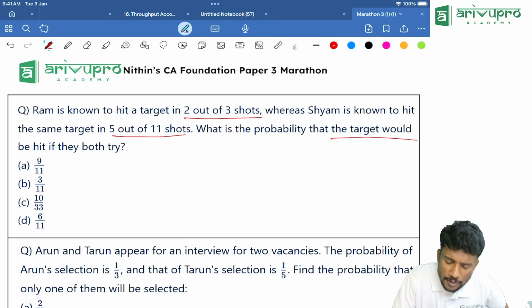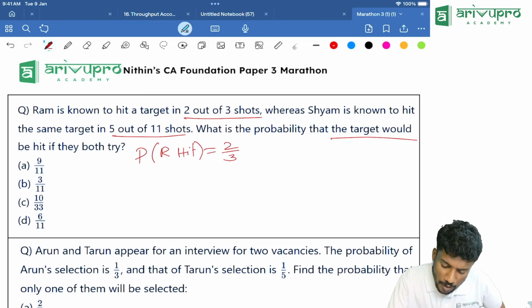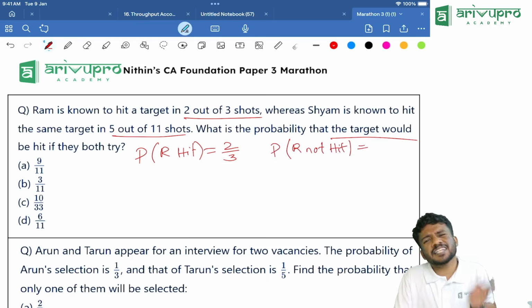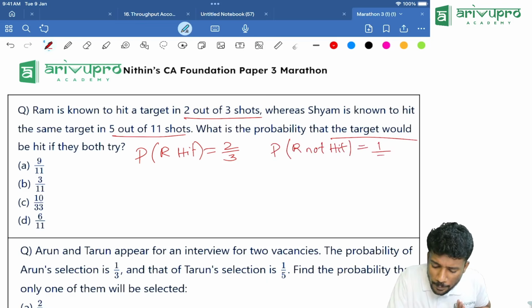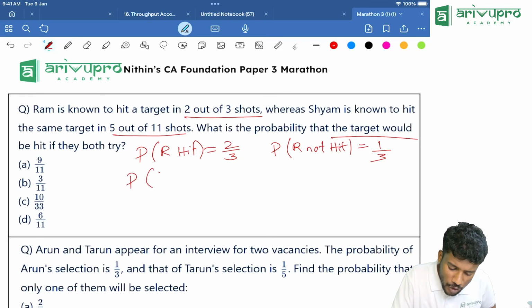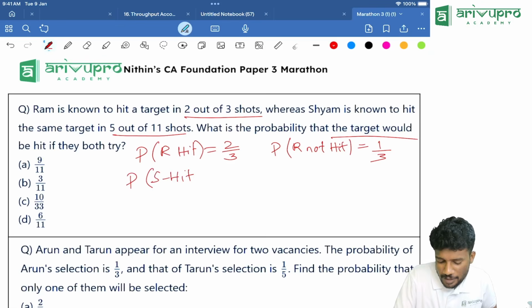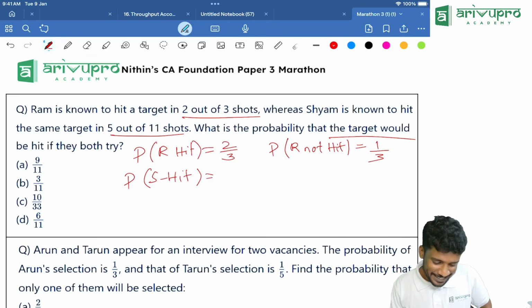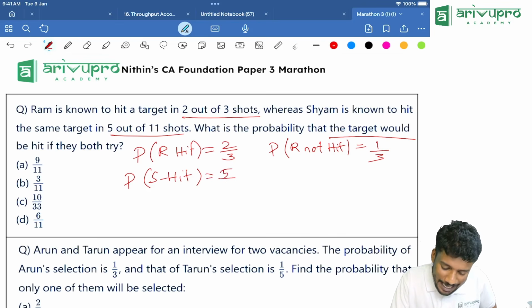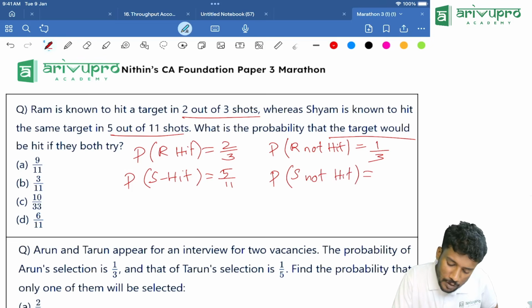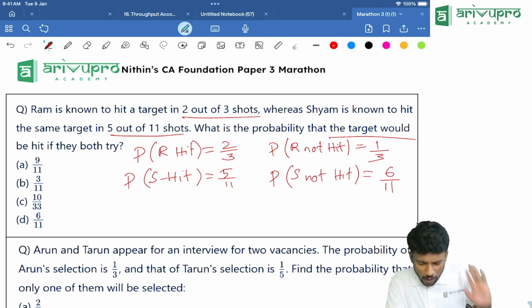Ram is known to hit a target 2 out of 3 times. That means P of Ram hit is equal to 2 by 3. Then P of Ram not hit is 1 minus 2 by 3, which is 1 by 3. Now, P of Sham hitting is 5 by 11. Then P of Sham not hitting is 6 by 11. Now the final question.